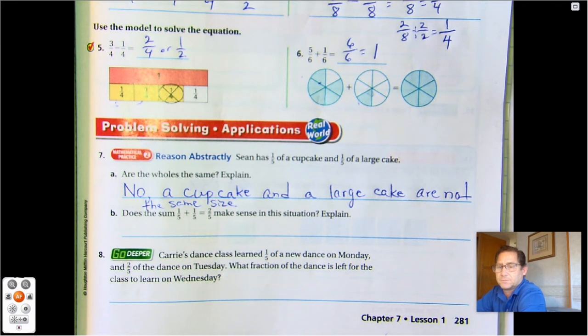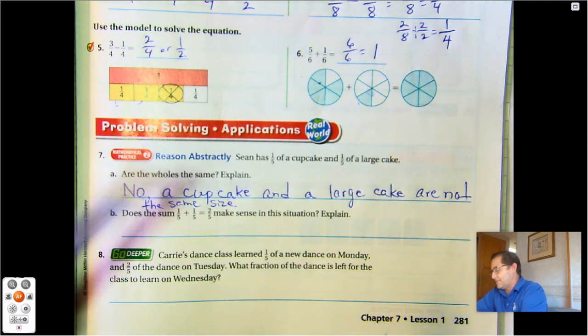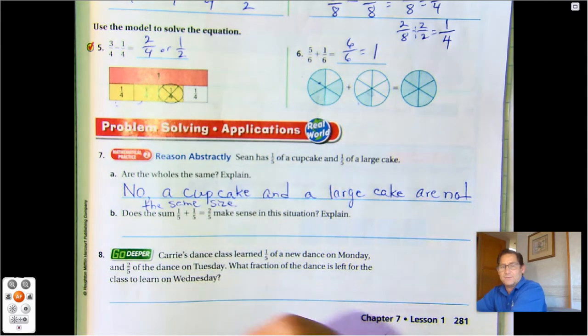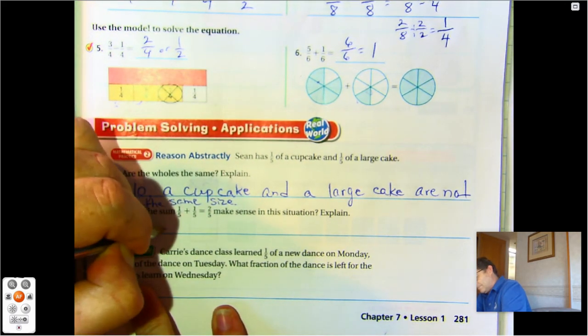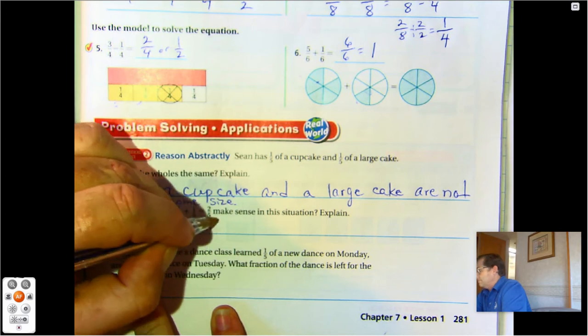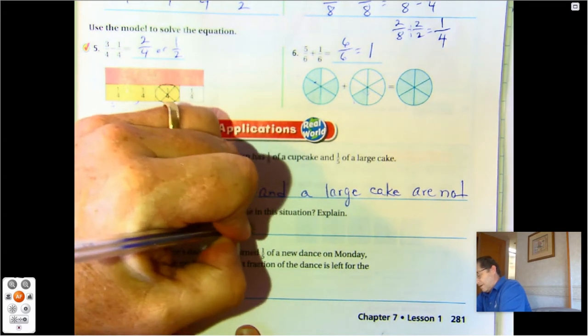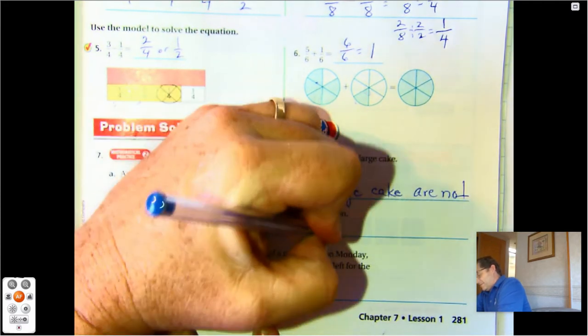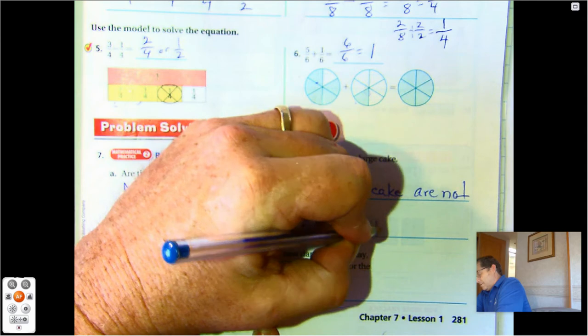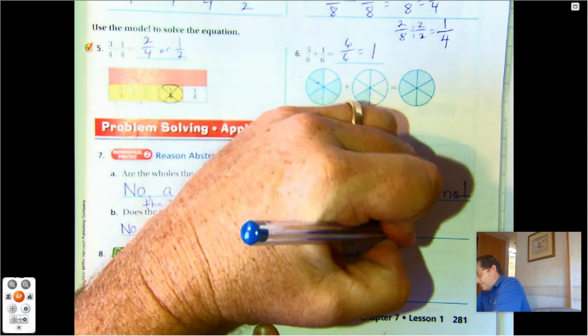Does the sum 1/5 plus 1/5 equal 2/5 make sense in this situation? No. If adding a circle and a square doesn't make sense, how could it make sense to add 1/5 of a cupcake and 1/5 of a large cake? They're not the same size. So you can't do it. In other words, he doesn't have 2/5 of a cupcake, nor does he have 2/5 of a large cake.